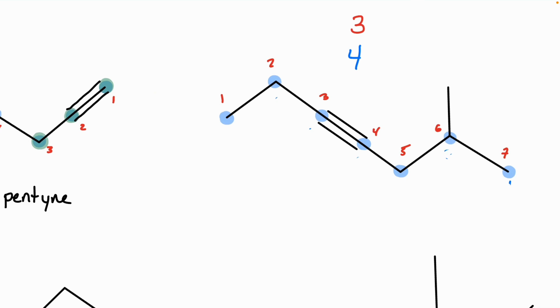Okay, so putting it all together, I guess I should note we have a methyl group here. So this would be 6-methyl-3-heptyne.